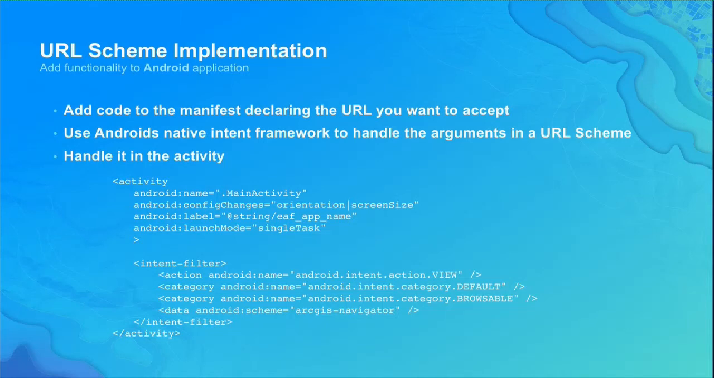For Android, it's pretty similar. You have to declare your app scheme in the app manifest, and then you can use Android's native intent framework to handle any arguments that are going to be passed along with that URL.